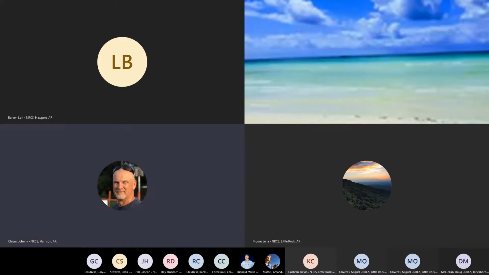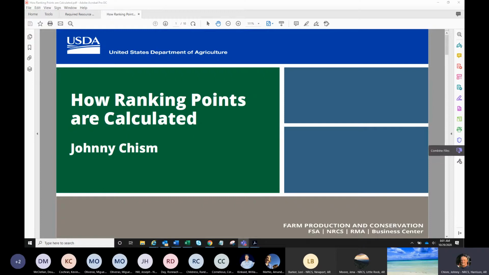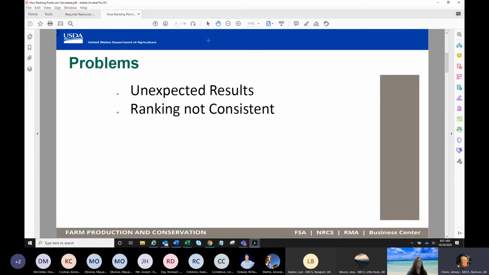Okay, just a little bit about how the ranking points are calculated. I think this is something that we need to understand a little better, about how CART calculates the points, because I know it affects a lot of things that we do. So, basically, I think some of the problems that we had last year with the ranking points was, first thing, there were some unexpected results.